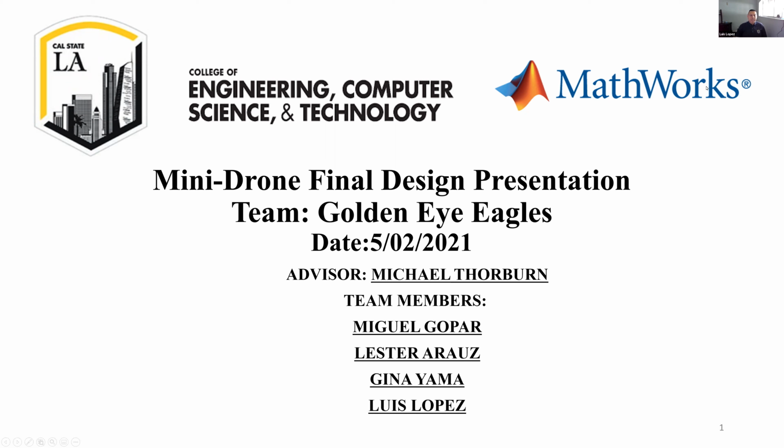We are from CalSat LA, the College of Engineering, Computer Science, and Technology. Our client is MathWorks. Our team name is the Golden Knight Eagles. Our advisor's name is Michael Thorburn. Our team members are Miguel, Lester, Gina, and me, Luis. Next slide.